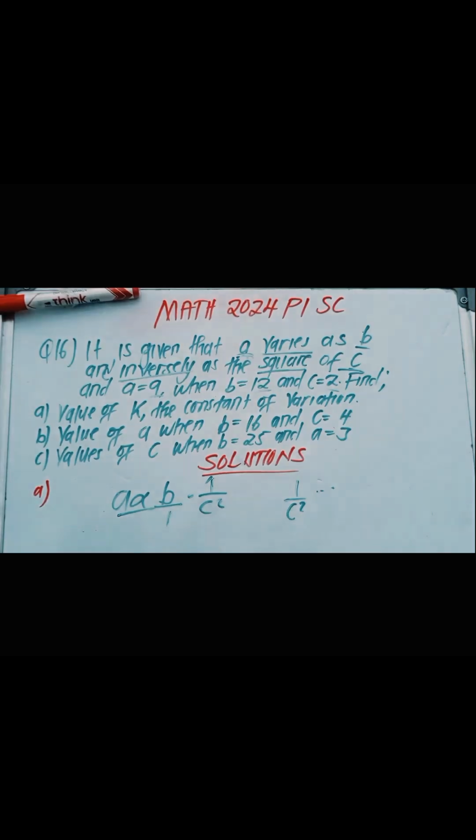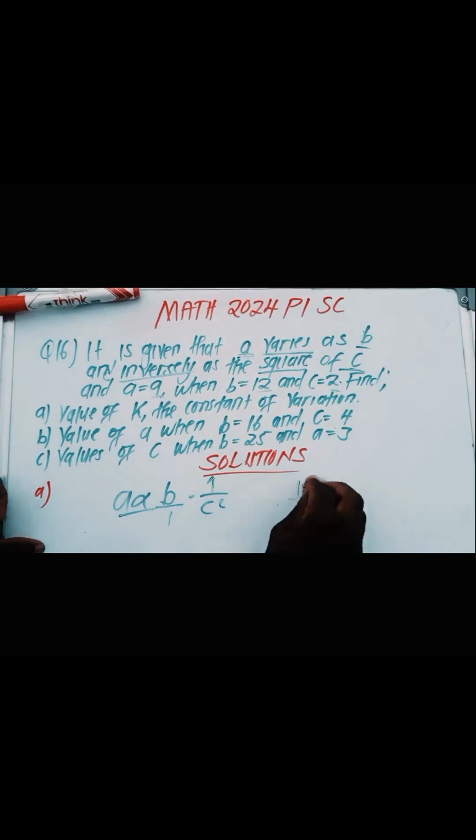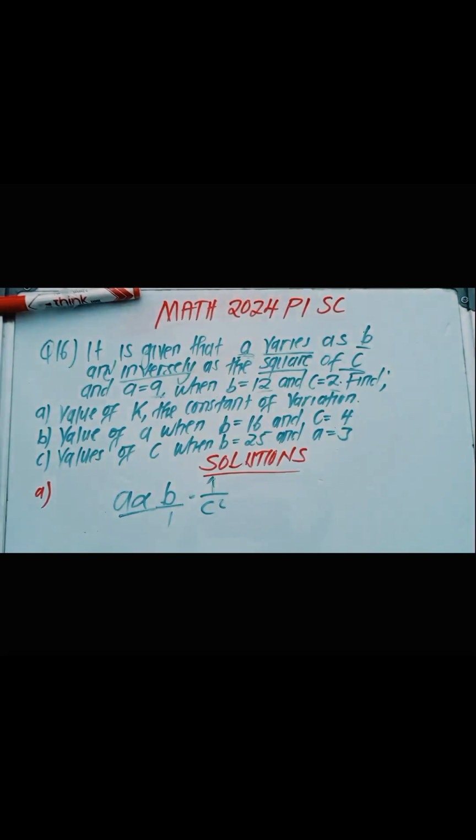So now we are going to do this. When you do that and then you multiply, what we are going to have is A, which varies directly as B times 1, that is B, and then 1 times C squared is C squared. I'm sure you are able to see. So this is the formula which we have come up with, but we haven't yet completed formulating it.